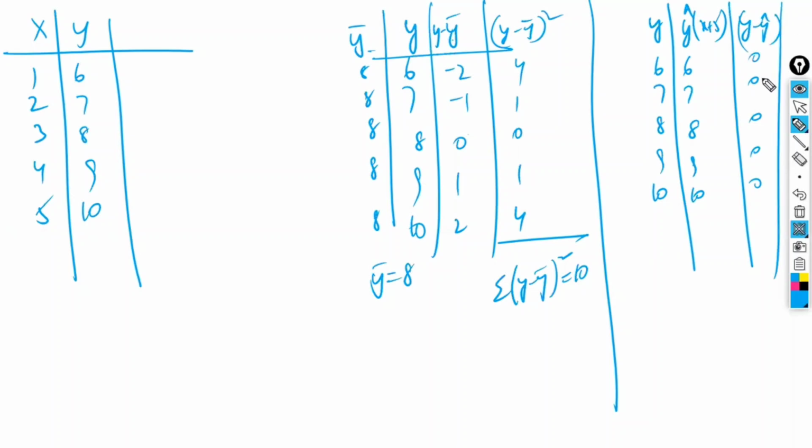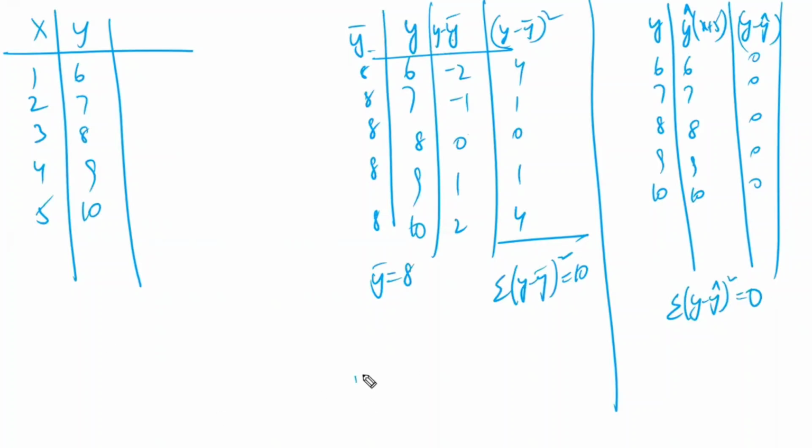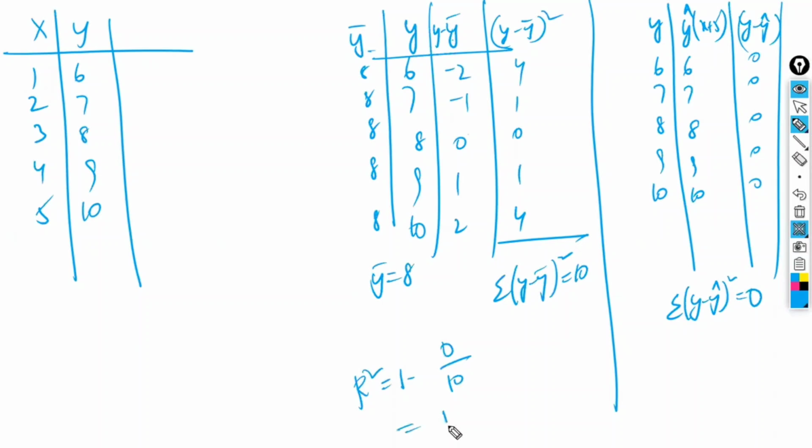And what is the sum of the squares of errors? Zero. What is the total of y minus y hat whole square? The total is 0. Now, what is the R square? In this case, it is 1 minus 0 divided by 10, which is 1. 1 means 100%. This says y equals x plus 5 is a 100% equation, a perfect equation.